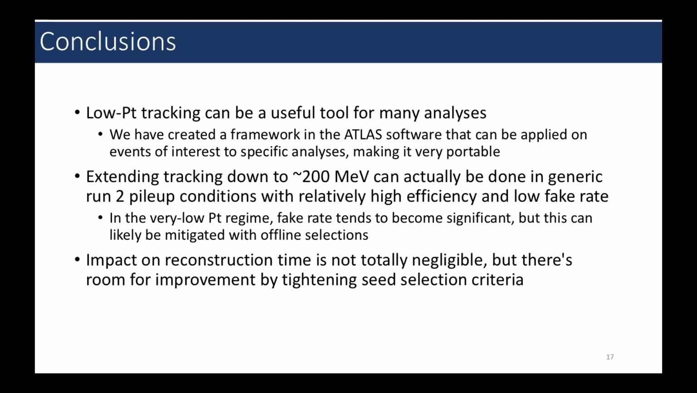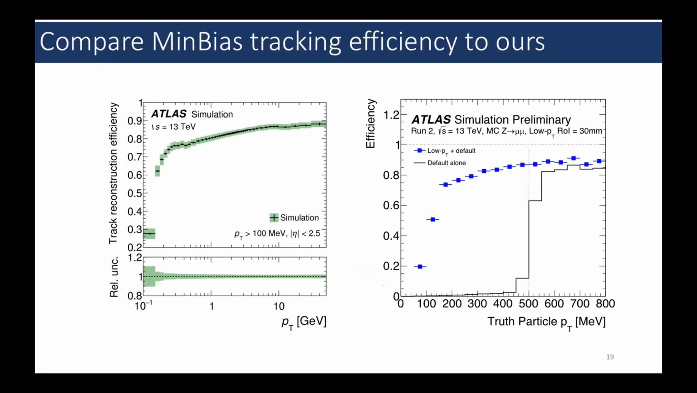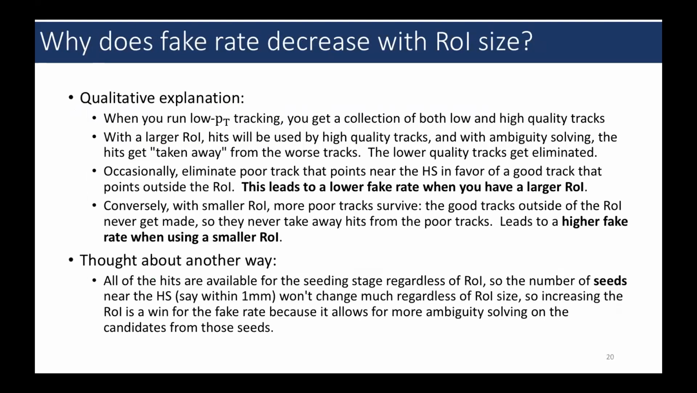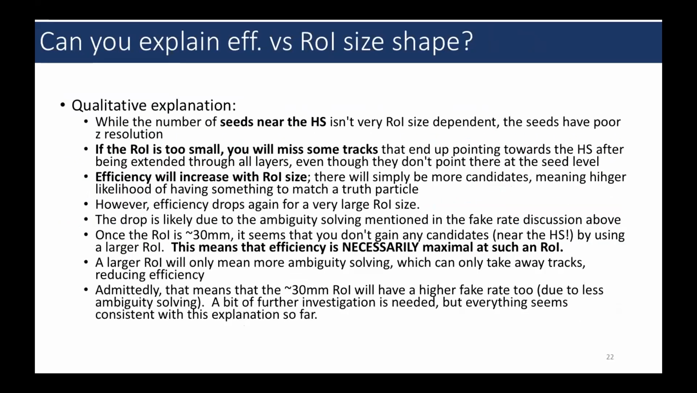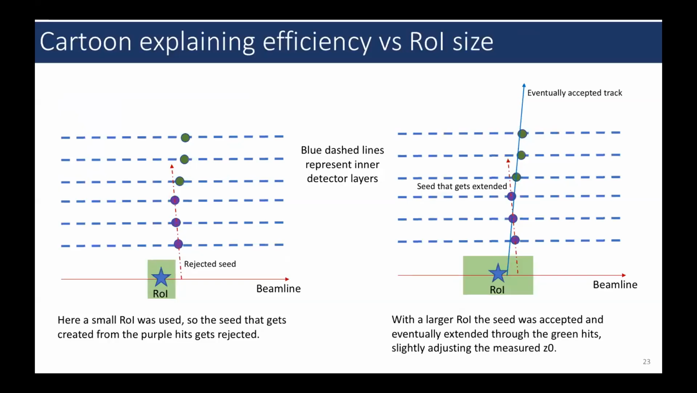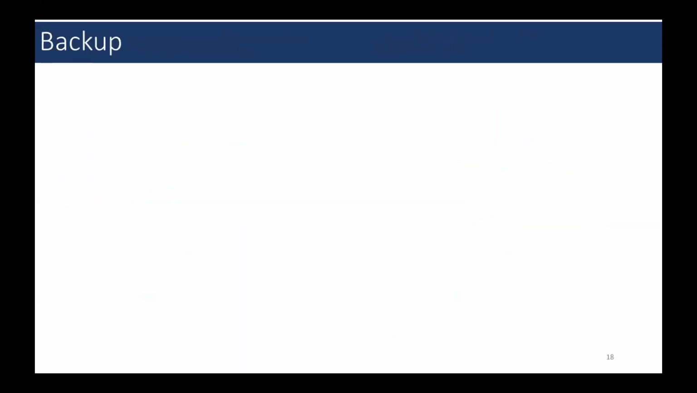So that's the end of this talk. However, I'll just point out, for the sake of the recording, that in backup, I have here a slide where you can directly compare the min bias, so the very low pileup efficiency, to the efficiency that we're getting in high pileup, and then a few slides with text and cartoons explaining some of the performance metrics versus the region of interest size, which might be something that you had questions about if you were just looking through the slides.